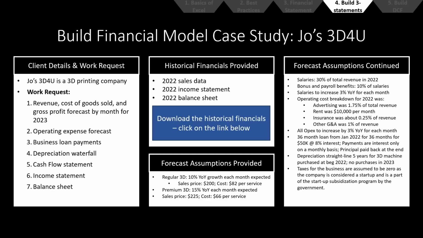The depreciation method is straight line for 5 years for the 3D printing machine that was purchased in the beginning of 2022. No additional fixed assets will be purchased during the year. Taxes for the business are assumed to be zero at this point because the company is considered a startup and is part of the Startup Subsidization Program by the government.